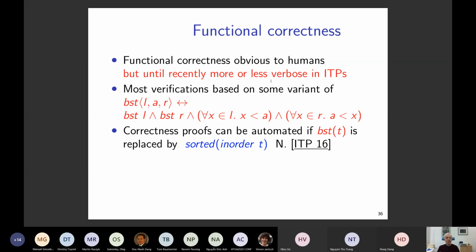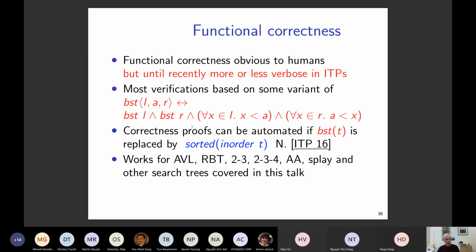I found that what works much better is, instead of talking about this binary search tree predicate, you talk about this in blue. You say that the in-order traversal of the tree, which gives you a list of its elements, is a sorted list. And then automation is easier to obtain. I showed that this works for a whole list of more or less well-known search trees. But of course, this is only for the binary search tree invariant. It doesn't cover balance invariants. They are very specific to each search tree, and they're not automatic typically.